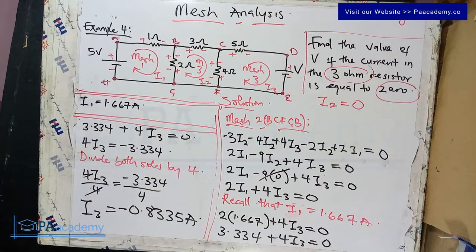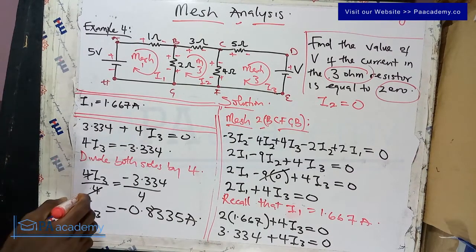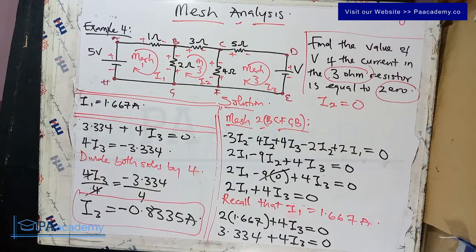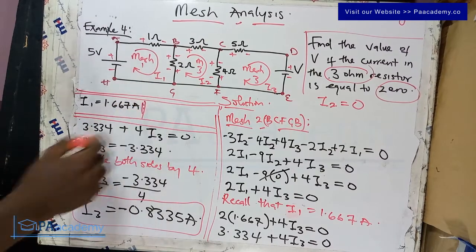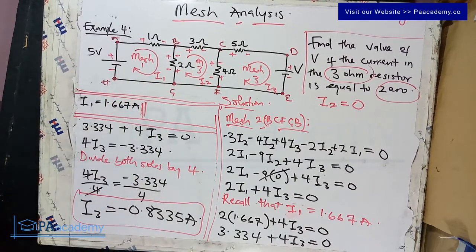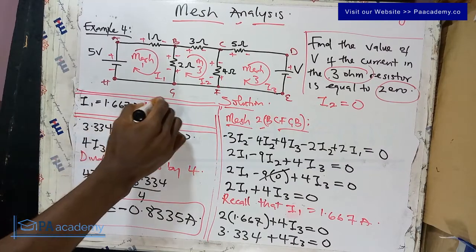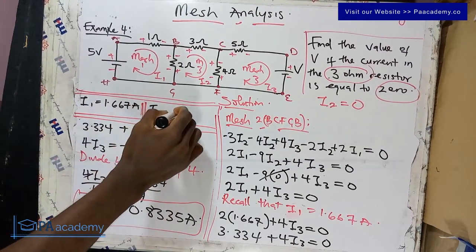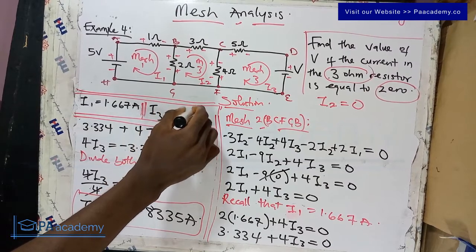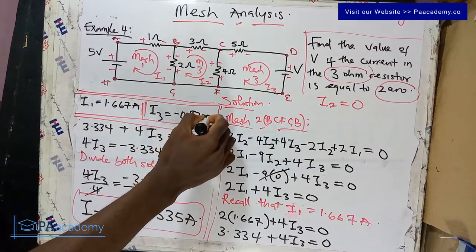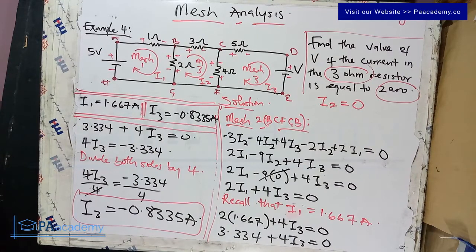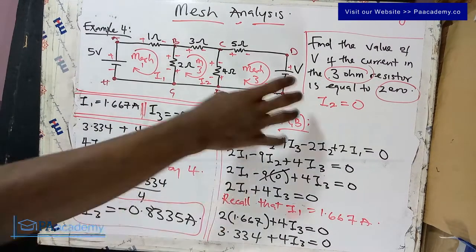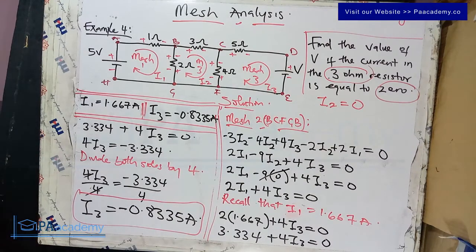So in simplifying mesh 2, this is what we have. We have gotten the value of our I3. Let me also write it somewhere here. So we've gotten our value of I3 to be minus 0.8335 amperes. So that is it for now. Let's go ahead and do that of mesh 3. I'll need to rub this off so that I can simplify mesh 3 in this space. So you can also take notes.